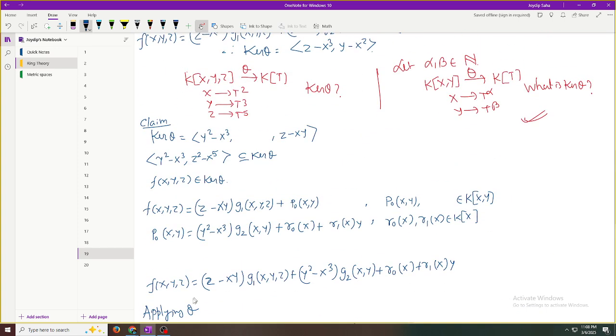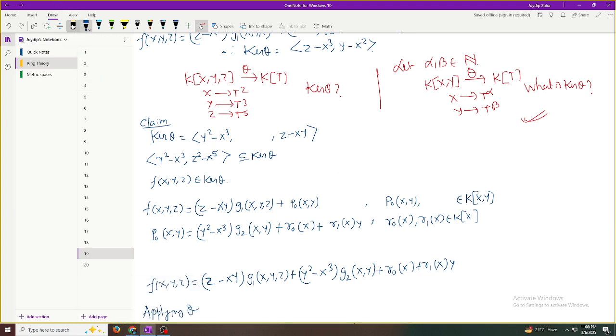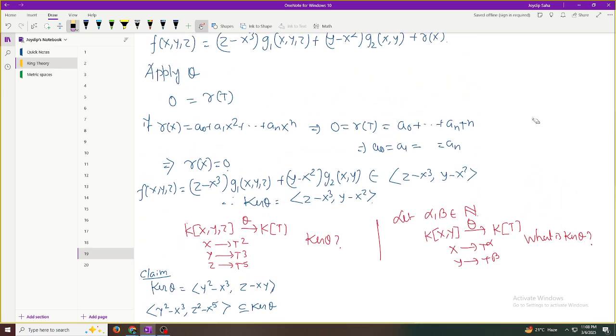Herzog has proved that if I take three variables in the domain, like x, y, z, then the kernel is generated by either two elements or three elements. Here it is two elements. It is proved that it is not always two elements. Sometimes it is generated by three elements also.